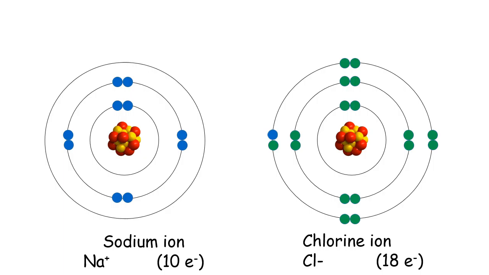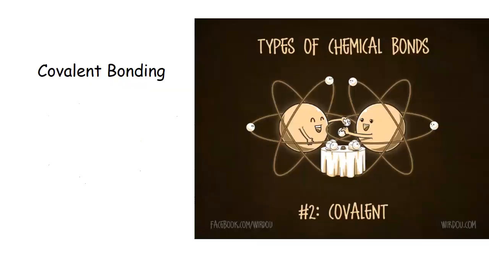Now, if we do a new count, we actually have formed 2 ions. The sodium ion now has 10 electrons in total, and with 1 fewer electron, it has formed a sodium 1+ ion, whereas the chlorine now has 1 extra electron from the sodium. It now has a total of 18 electrons and has formed a chlorine 1- ion.